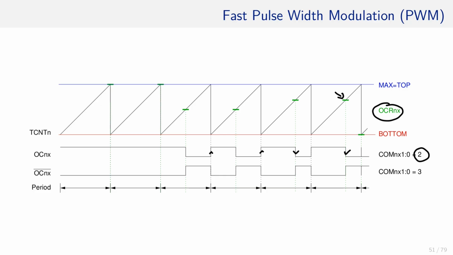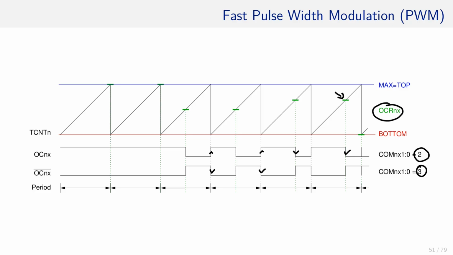If COMnX is set to 3, then the OC signal is inverted. That is, when TCNT overflows, the OC signal is set to low, like here or here. And when TCNT equals the value stored in OCR, the OC signal is set to high. As you can see, the period remains the same now, but depending on the value of OCR, I can determine precisely the on and off time ratio in every period.